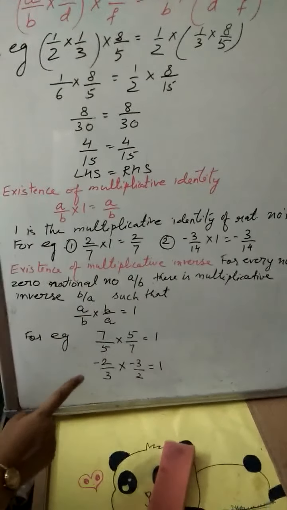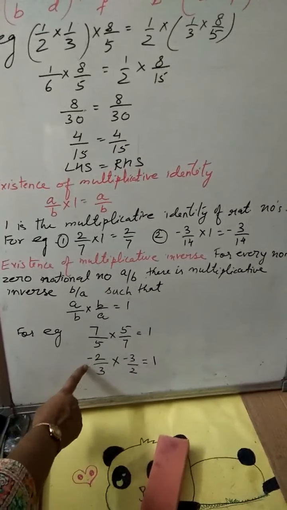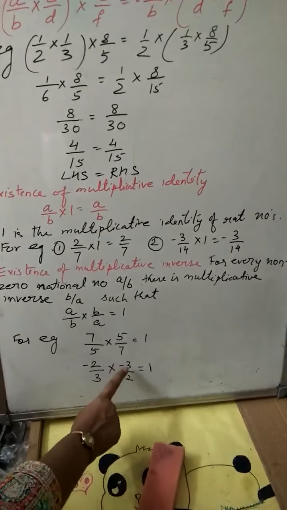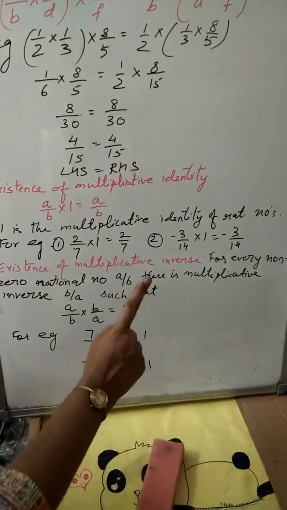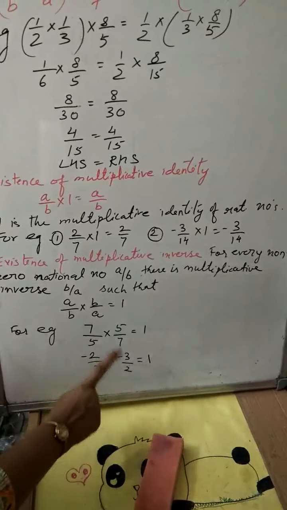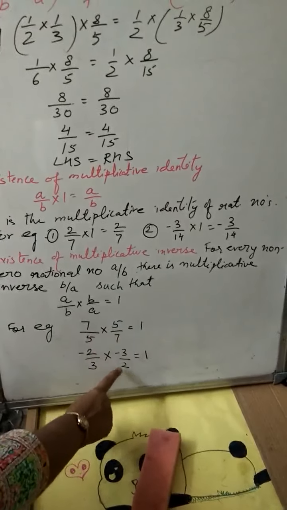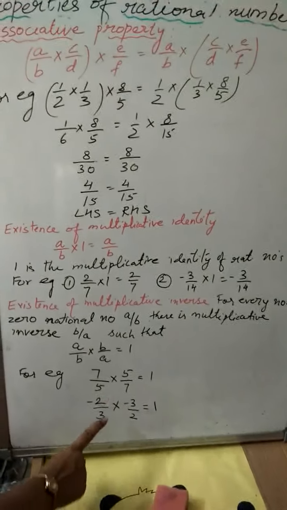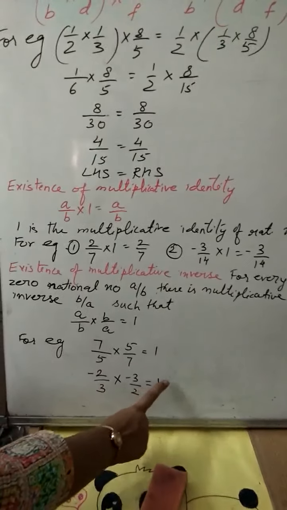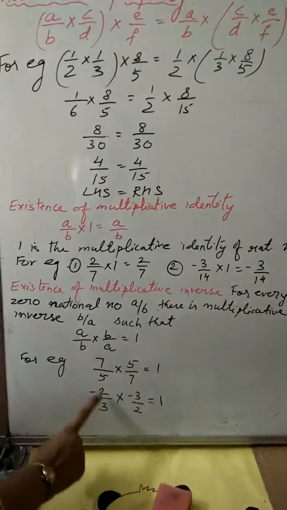Let us solve this by taking an example with a negative sign. Minus 2 by 3. When you multiply it with, suppose, 3 by 2, the result will be minus 1. So the multiplicative inverse of minus 2 by 3 is not 3 by 2. It should be minus 3 by 2. This case should be remembered. Now you can see, when you find the product of these numbers, the result is 1. So that means this number is the multiplicative inverse of this number.